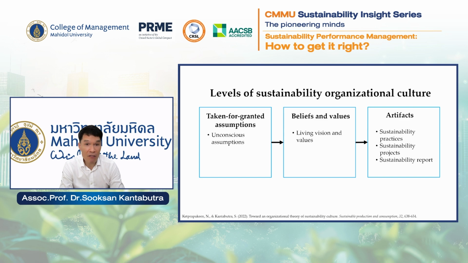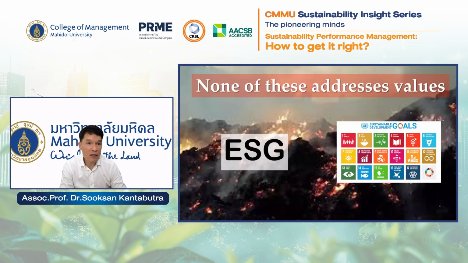Right? So these are the levels of organizational culture. If you want to assess your company, you can look at this organizational culture, whether you have the beliefs and values or not, whether you have the artifacts or not. Okay, so that is the level of sustainability organizational culture, which is the first thing that we do as part of sustainability performance management. Okay, just make a note.